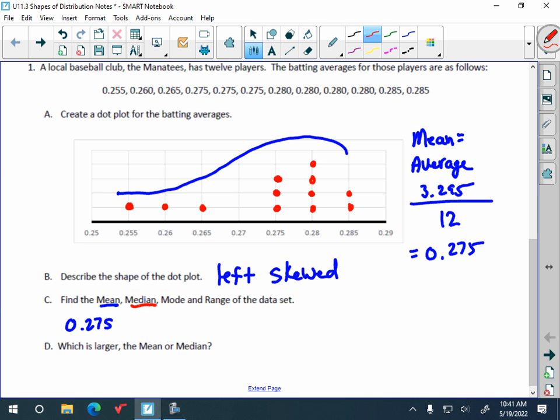All right, so our middle: 1, 2, 3, 4, 5, 6. And then counting up from the right side, 1, 2, 3, 4, 5, 6. So we're taking the average of 0.275 and 0.280. Right, so take the average of those two. All right, so that should be 0.2775.